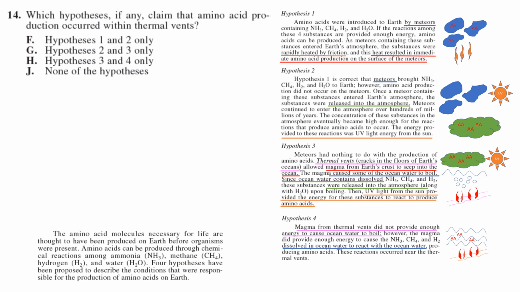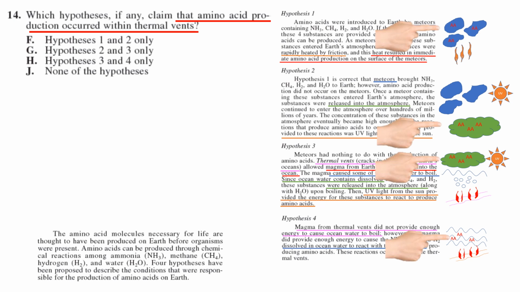Number 14, which hypothesis claims that amino acid production occurred within the thermal vents? We know it's not 1 and 2. That's because 1 is on meteors, 2 is in the atmosphere, 3 is also in the atmosphere, and 4 is in the ocean water. So actually none of them. 3 and 4 have thermal vents, but that's not where the amino acid production occurred. So your answer has to be J.